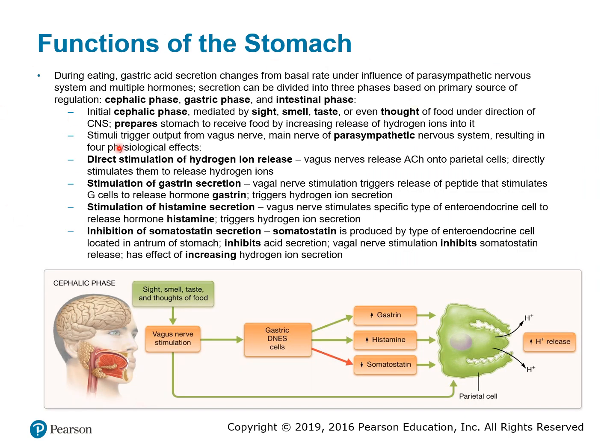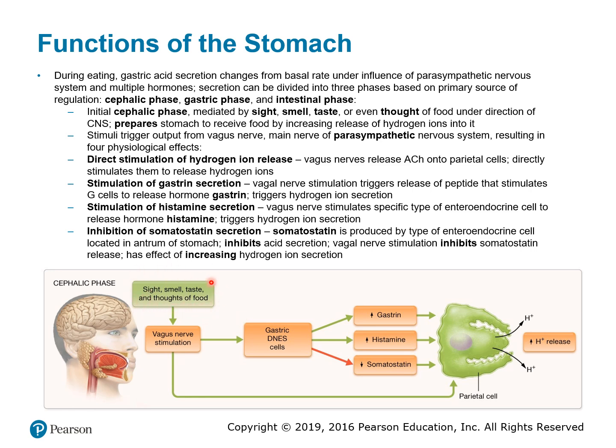Now, the functions of the stomach, there's three different ones, that are going to include, of course, gastric secretion, the influence of the parasympathetic nervous system, the one that helps with rest and digest. They're going to also secrete multiple hormones that are mainly composed of the cephalic phase, gastric phase, and the intestinal phase. So the cephalic phase is when your brain receives you see food, you smell it, you taste it, and you even just think of food.